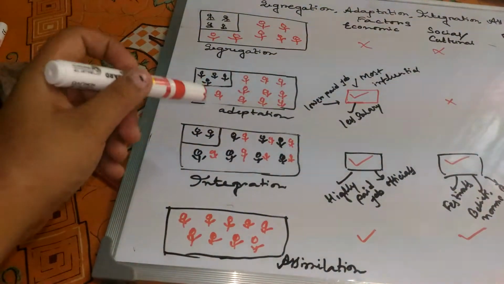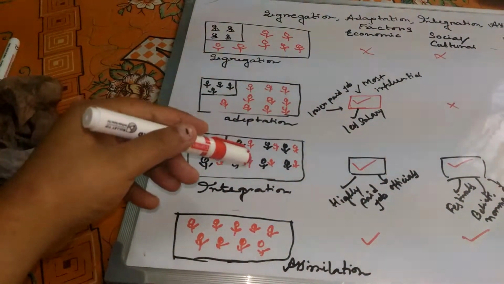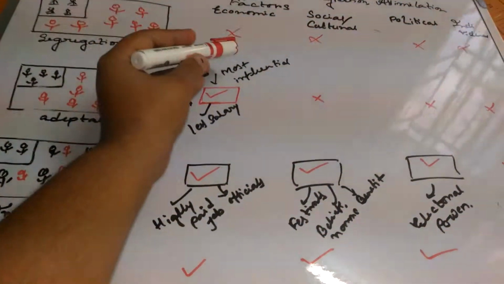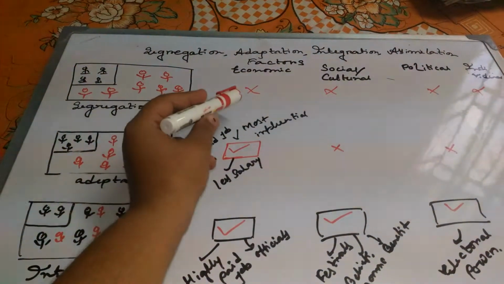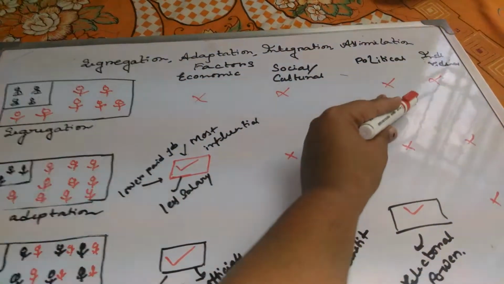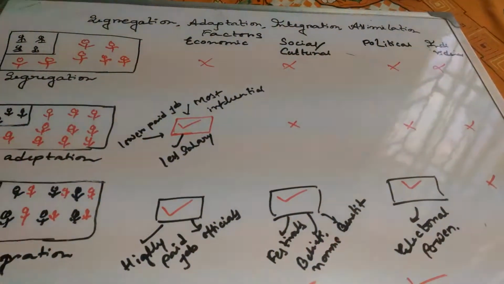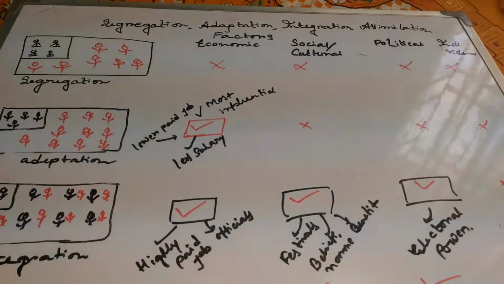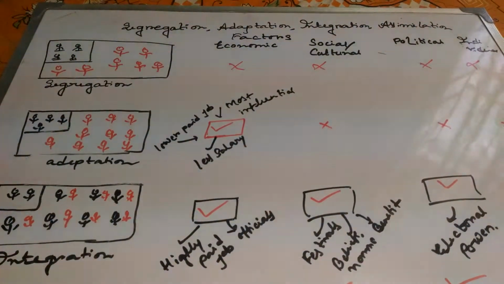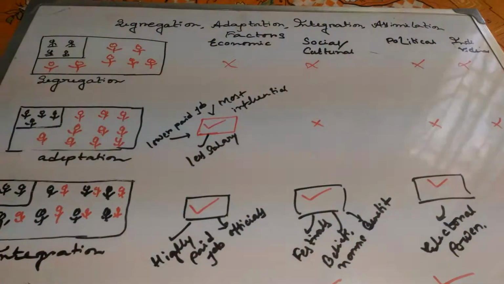But I have given you a very brief idea, and things are not so easy. At the first stage, there are four factors I'm talking about which have played an important role in maintaining the sequence. One is economic, second is social cultural, third is political, and fourth is individual. These four types of indicators have played a very important role in becoming accustomed to the culture of the host society. In the first stage, when the people are in the segregation stage, I have put a cross in the economic, social cultural, political, and individual factors.